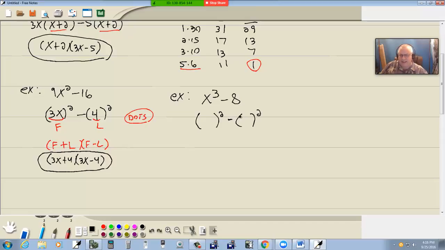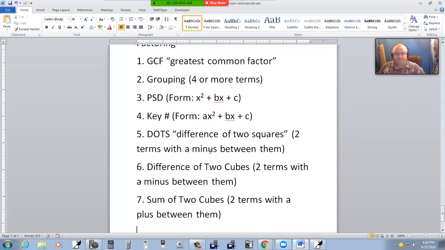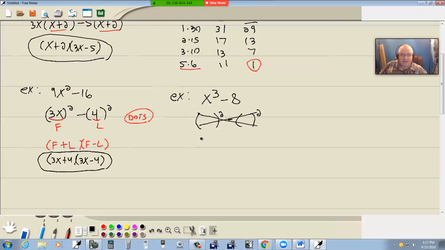But unfortunately, when you get down here and you start asking yourself what times itself gives you 8, integer-wise, and what times itself gives you x to the third, it fails. So that doesn't work. But you'll notice this says two terms with a minus between them, and number 6 says two terms with a minus between them. So if difference of two squares fails, you come down and you try difference of two cubes. It's very similar, except we try to rewrite it as something to the third power minus something else to the third power.